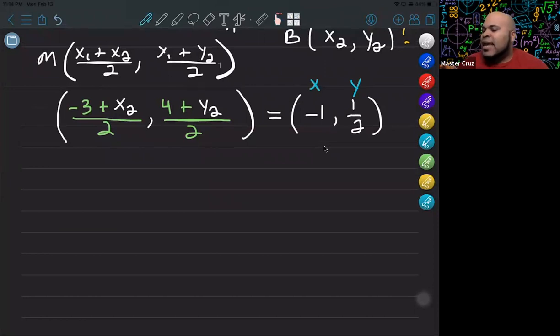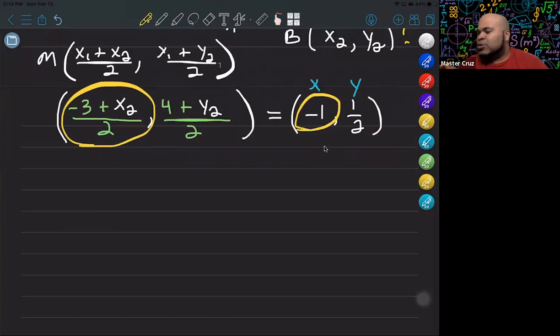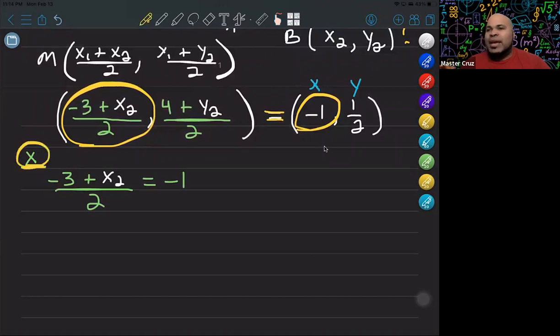So I'm going to check out what I'm going to do right now. I'm going to take both of the x values and set them equal to each other, because that says equal, right? So for x, I'm going to write down (-3 + x2)/2 = -1. And this is all from everything that I just circled, with x's.